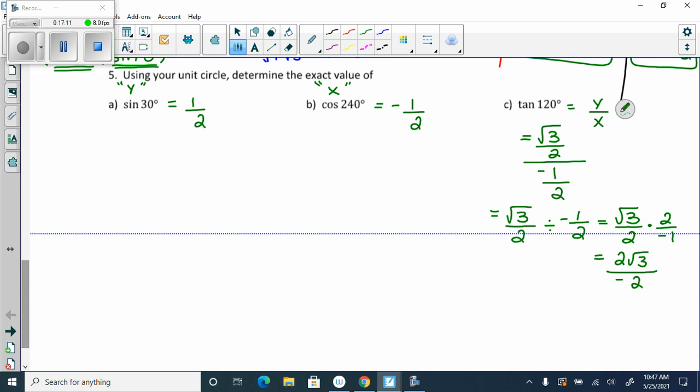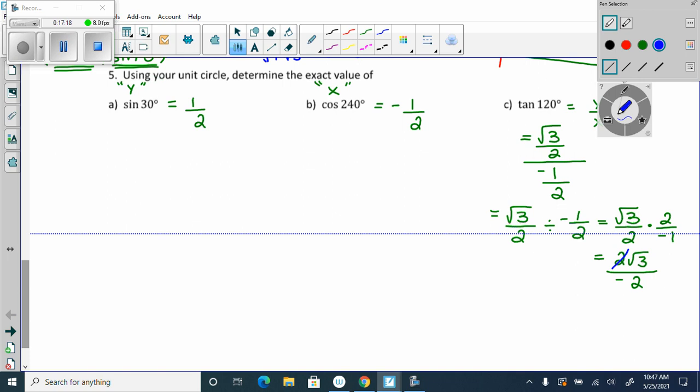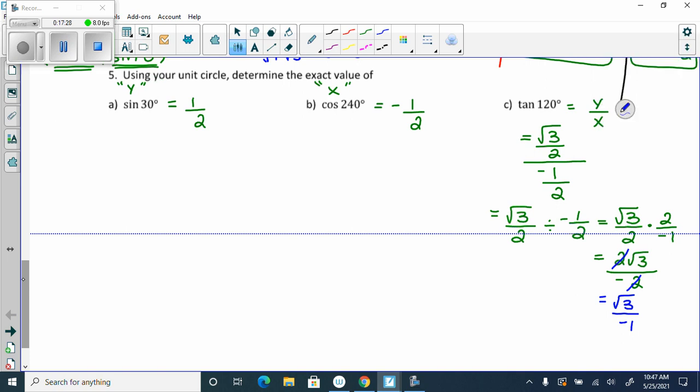What can I do then? You got 2? So I'm going to get √3/-1. And I told you that's not wrong, but that multiple choice answer won't be there. So the negative, if it's just a -1 on the bottom, you can actually bring it up. Negative √3. So technically tan 120 equals negative √3. Remember all that?